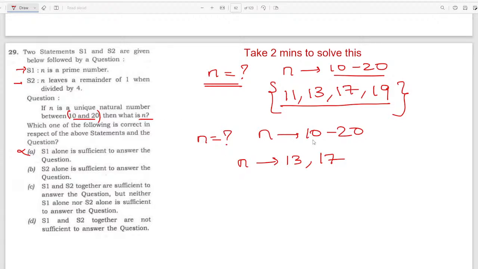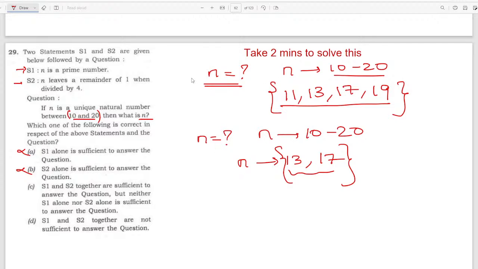The multiples of 4 between 10 and 20: the first multiple is 12, and 12 plus 1 is 13. The second multiple of 4, 4 fours are 16, plus 1 is 17. 4 fives are 20, which will go beyond 20. So we just have these two numbers. Again, we want to know specifically the value of n, but the possibility is two numbers here. So n can be 13 or n can be 17. Statement 2 alone cannot help us get the answer. Is statement 2 alone sufficient to answer the question? No, this is wrong. Statement 2 alone is not sufficient.